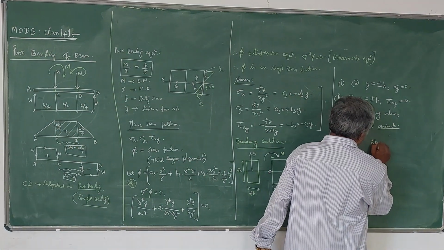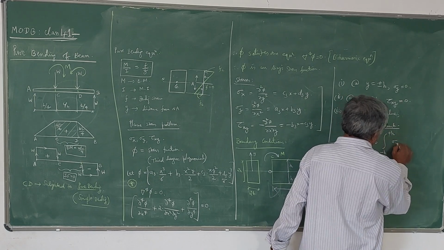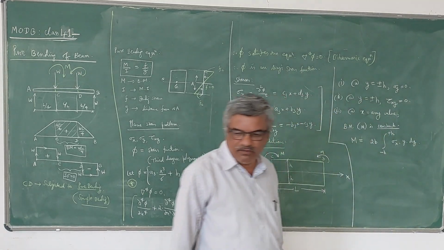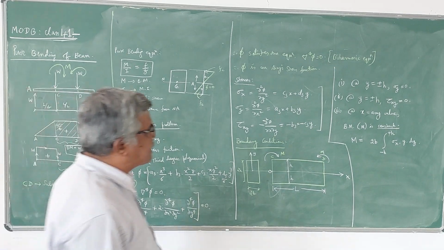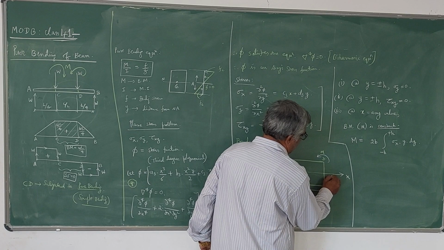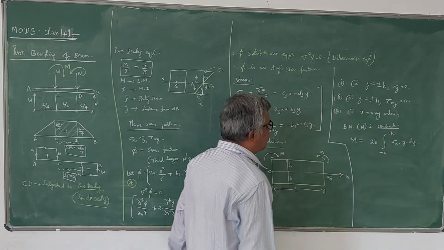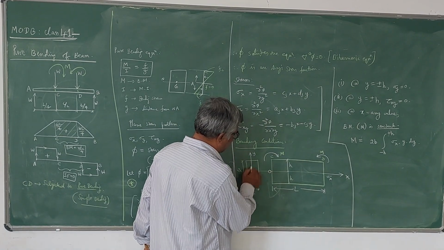Bending moment is 2b into integral minus h to plus h sigma x into y into dy. This is the expression for bending moment. So you have to understand here. Sigma x is the stress in this direction. Whatever stress is there, that is sigma x. When that is multiplied by 2b, of course, it is the width here.